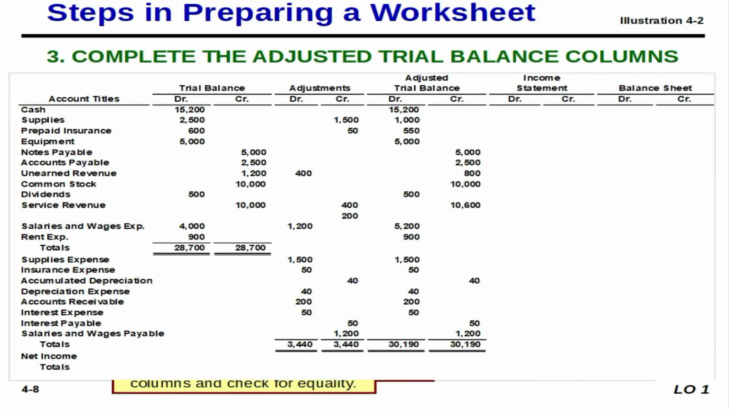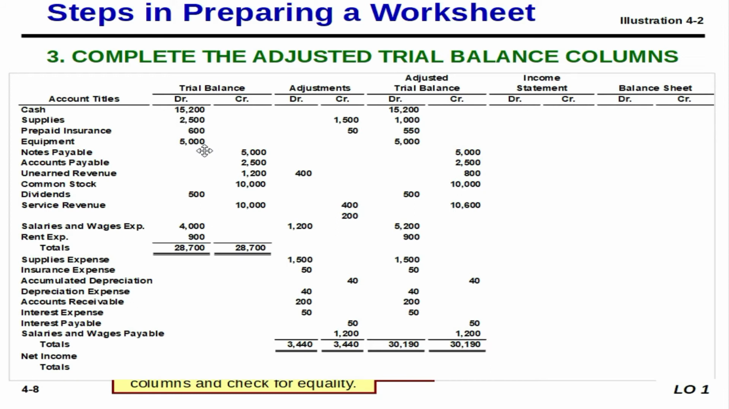Now as I said, people get confused with these two headings here, adjustments and the adjusted trial balance. Cash, you're going to transfer over from the original trial balance to the adjusted trial balance as is. Remember, cash will never be in an adjusting entry, so you know that number is going to just transfer over as is.